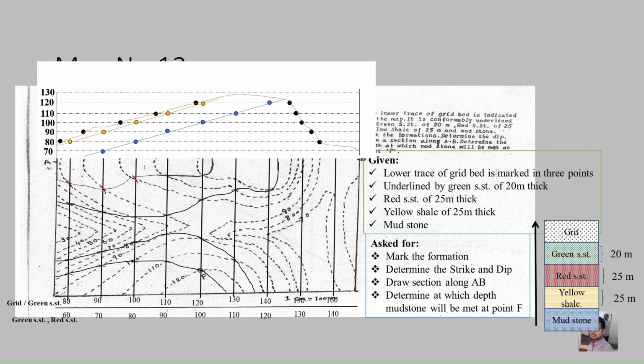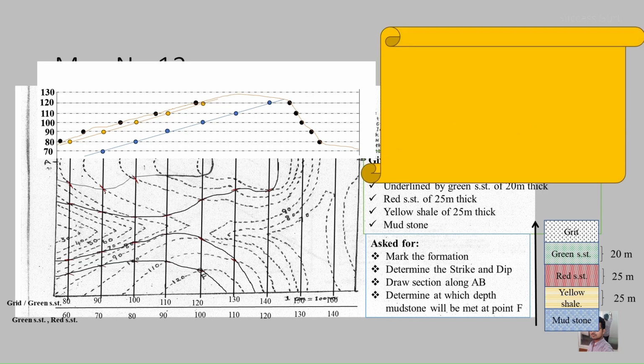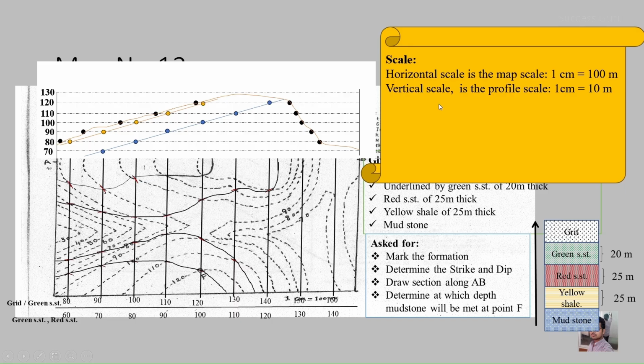So let us see how much this section is exaggerated, right? So there is a formula. Let us see what it is. Actually the scale they had given us, horizontal scale in the map is 1 centimeter is equal to 100 meter. And in the section what we use as a vertical scale is 1 centimeter equal to 10 meter. As you can see, if you move 1 centimeter up, there is a change of 10 meters, right? So there is a difference in the scale. So this profile is called the exaggerated profile.